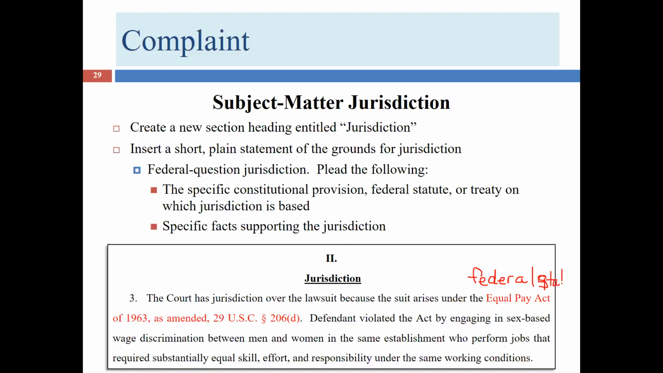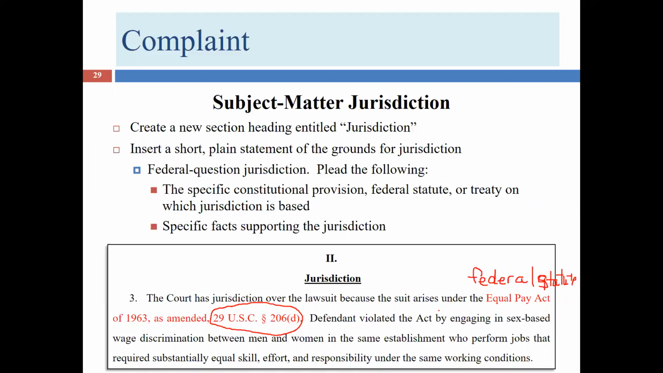That's also the case with the Jackson case. We'll see that in just a second. So in this particular case, the court has jurisdiction over the lawsuit because the suit arises under the Equal Pay Act of 1963 as amended, and here's where you'd find it in the U.S. Code. Defendant violated the act by engaging in sex-based wage discrimination between men and women in the same establishment who perform jobs that require substantially equal skill, effort, and responsibility under the same working conditions.